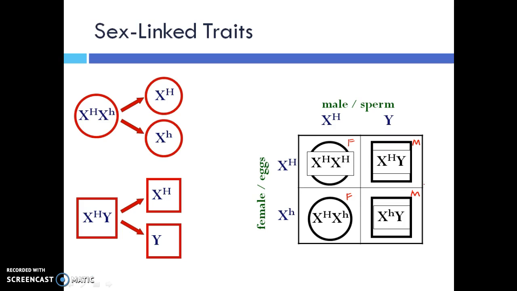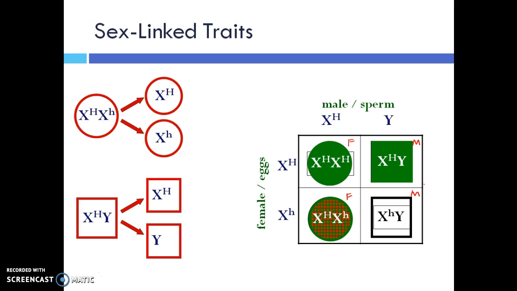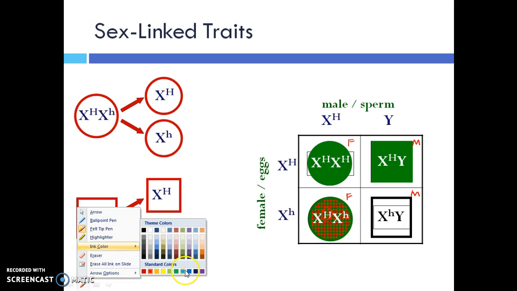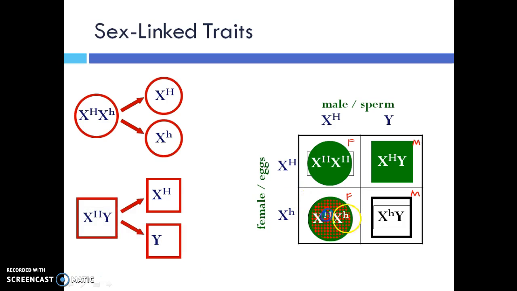So now let's look at the specific traits of these males and these females. This female is totally normal without the disease. This male is totally normal without the disease, because he has a big H. And this female is also normal because she has a big H that covers up the little h. Let me switch colors here. She's got a big H that covers up the little h. So she's normal, but we consider her to be a carrier because she carries the gene for that particular trait, but she does not have the disease.